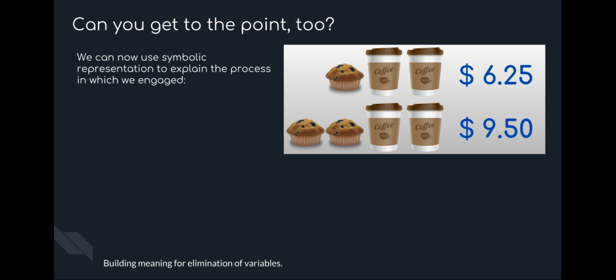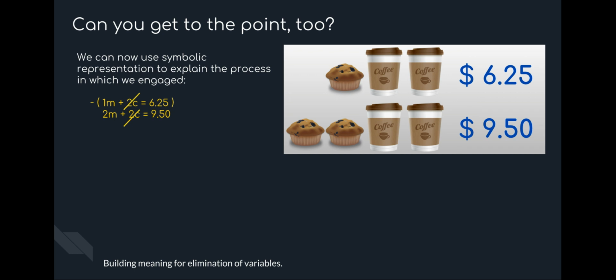We can use the symbolic representation to explain the process in which we just engaged. We start with our system of equations, and we talk about how we found the difference between the two orders. Since difference is subtraction, we can just subtract the equations as we would any other problem.